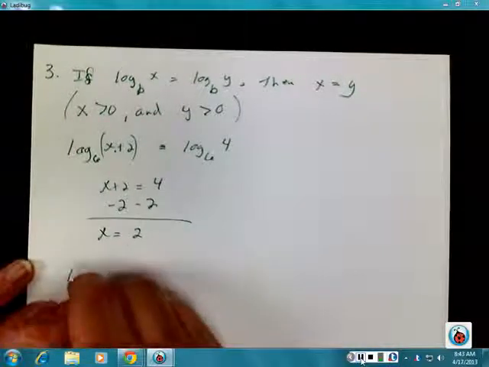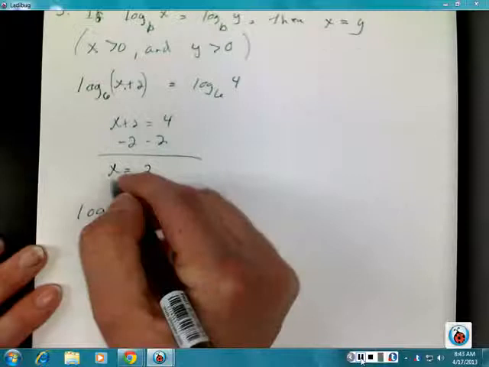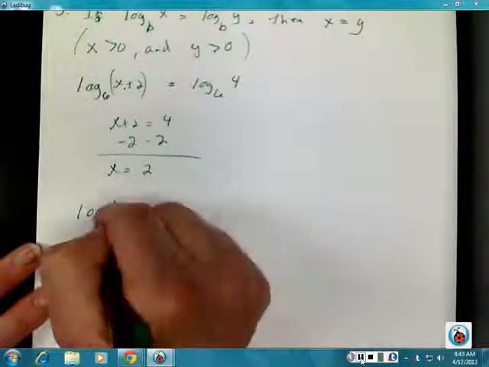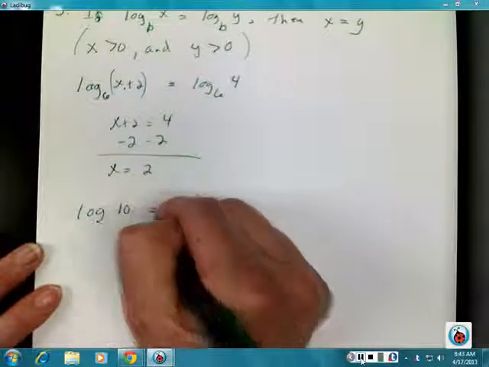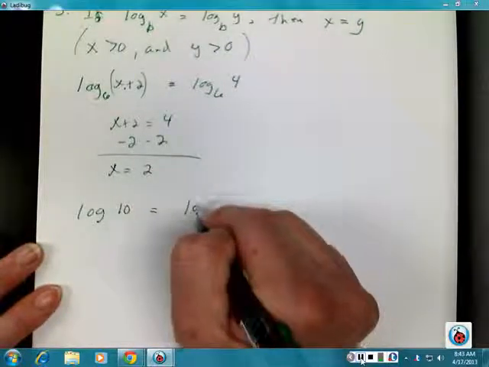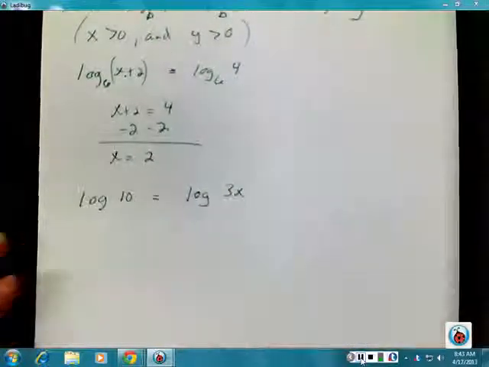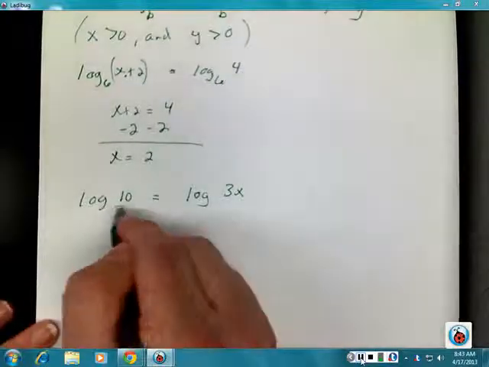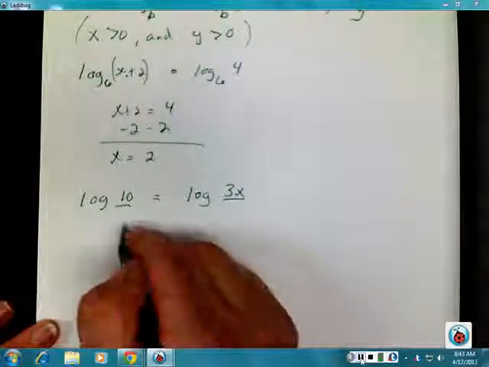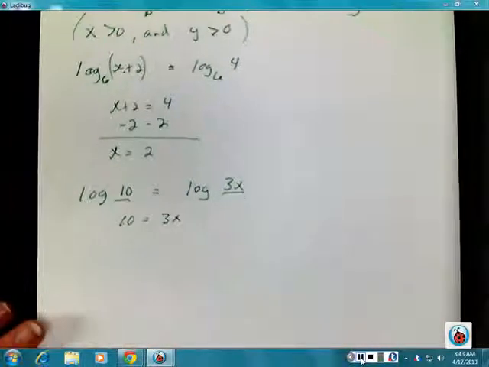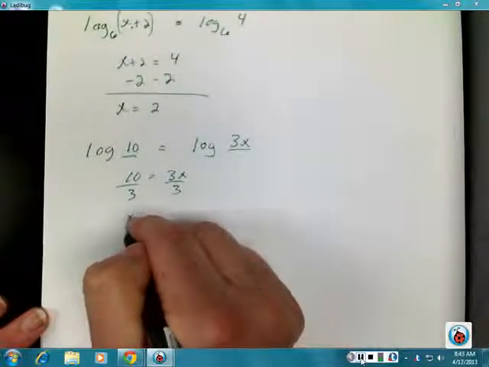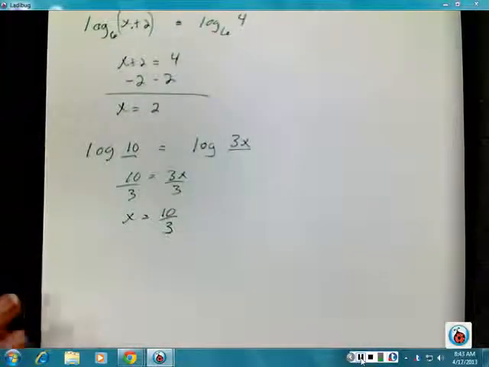How about this one? Log 10 is equal to log 3x. What happens then? Well, once again, 10 is equal to 3x. And so divide by 3, and I find out that x is equal to 10/3.